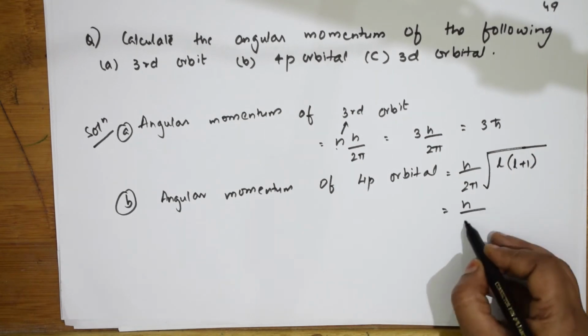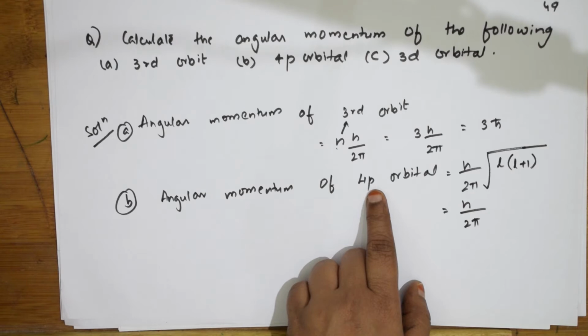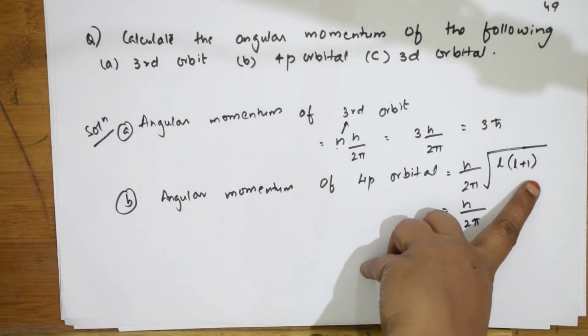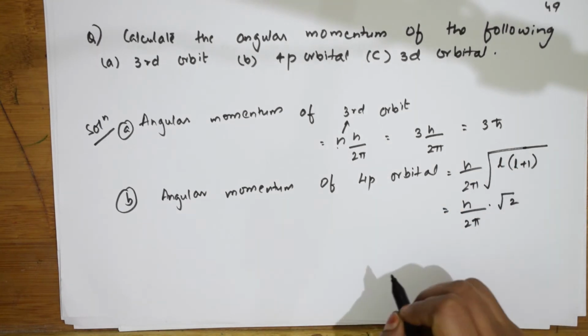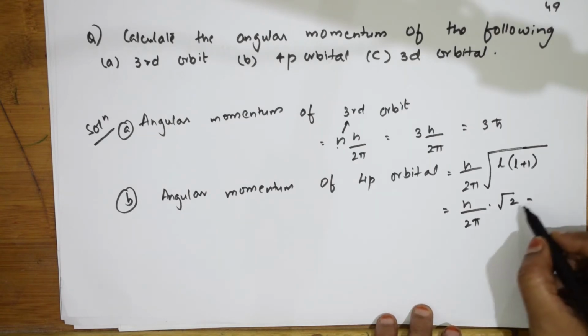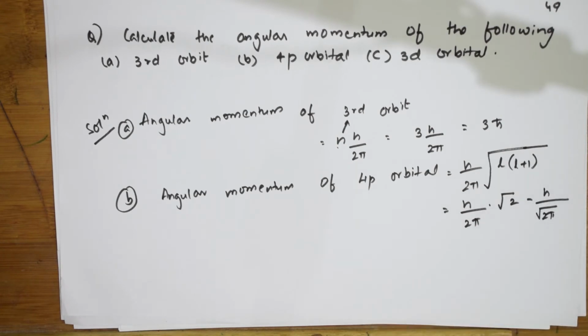Right, so how much does this come to? H by 2 pi. How much is the l value here? As I already said, for s, l is equal to 0. For p, l is equal to 1. So when I substitute 1 into 1 plus 1, that is 2. So what do I get? I get root 2 here. Yes, so root 2 h by 2 pi. Yes, this is the value.